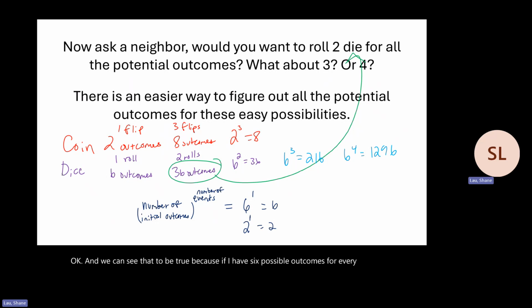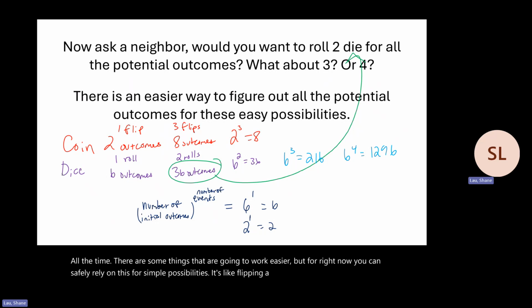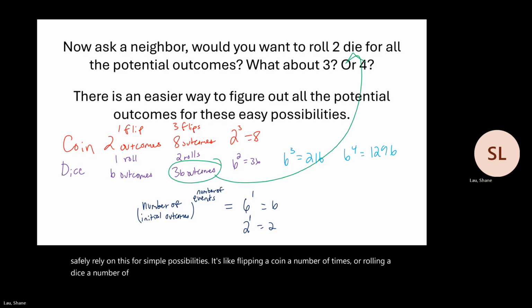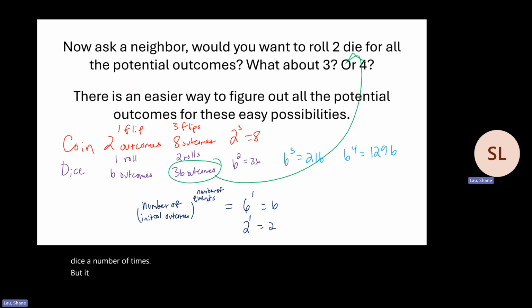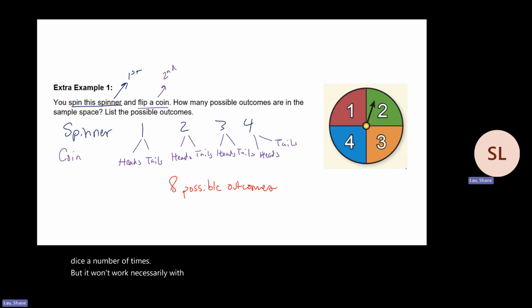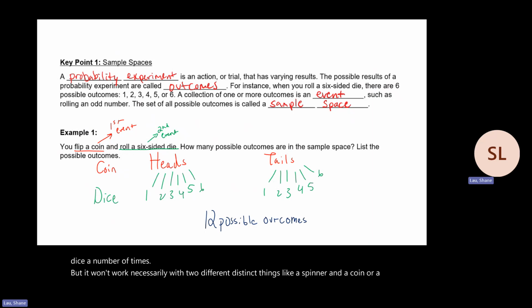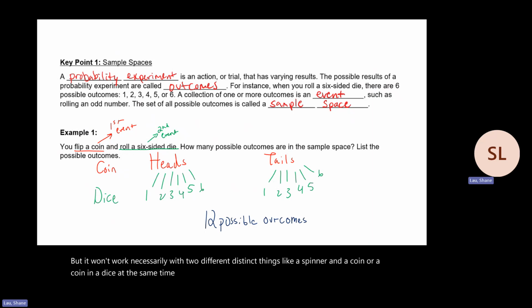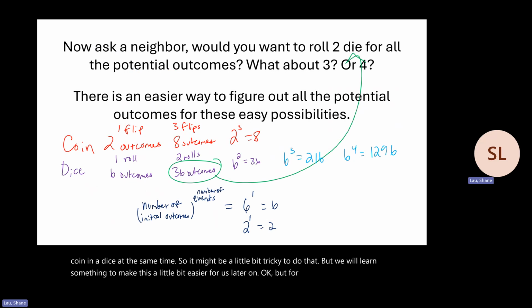Again, this is not going to work all the time. There are some things that are going to work easier, but for right now, you can safely rely on this for simple possibilities. Okay, so like flipping a coin a number of times or rolling a dice a number of times. But it won't work necessarily with 2 different distinct things, like a spinner and a coin, or a coin and a dice at the same time. So it might be a little bit trickier to do that, but we will learn something to make this a little bit easier for us later on. Okay, but for now, just kind of keep this in your mind.